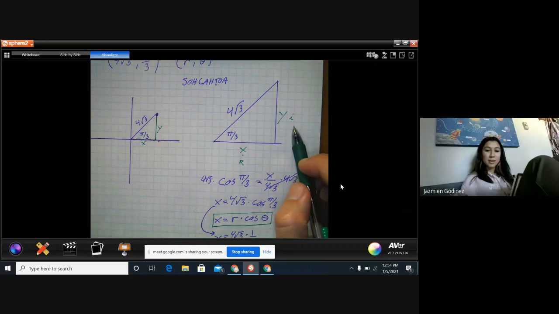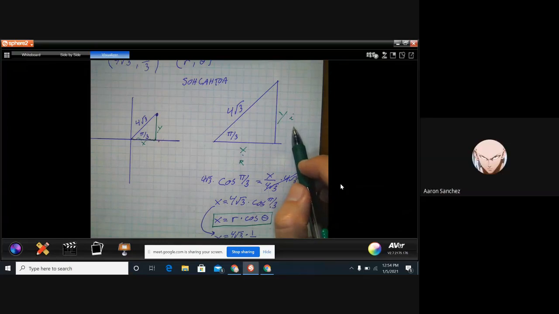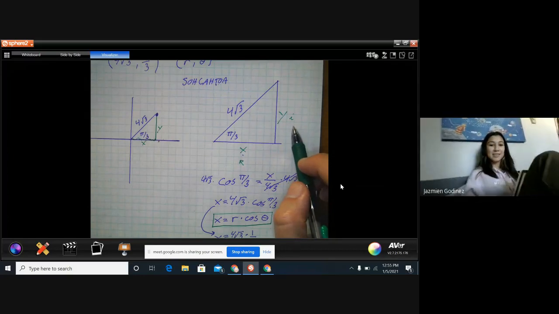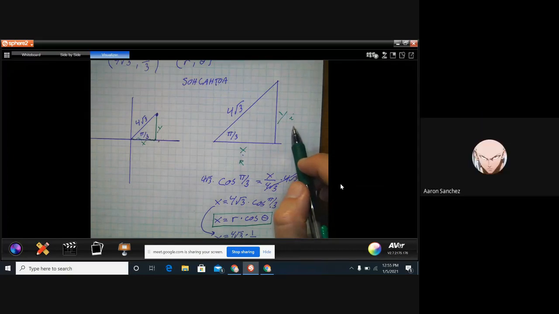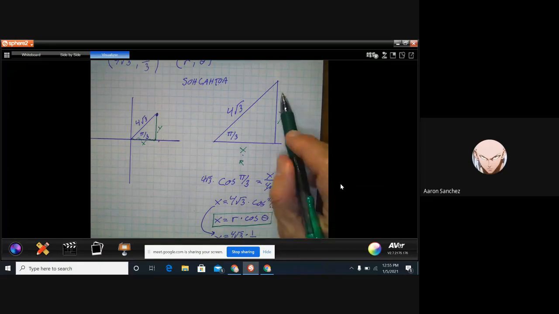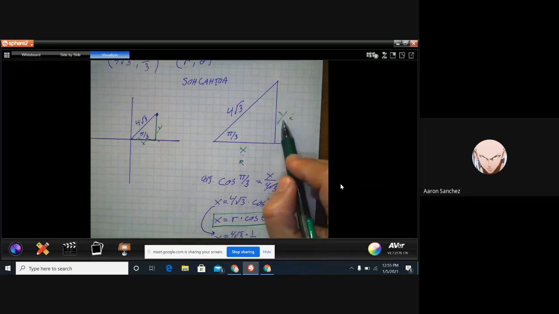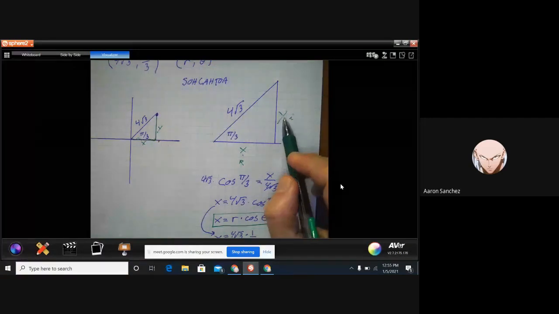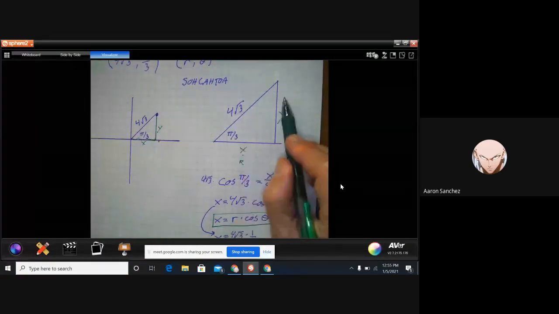Tangent, I think. How'd you get that? I just guessed. I don't know. Okay, well, let's see. We're going to solve for y, right? Yeah. Jasmine, you there? Okay, we want to solve for y. What side is this compared to this angle? Opposite, adjacent, or hypotenuse?